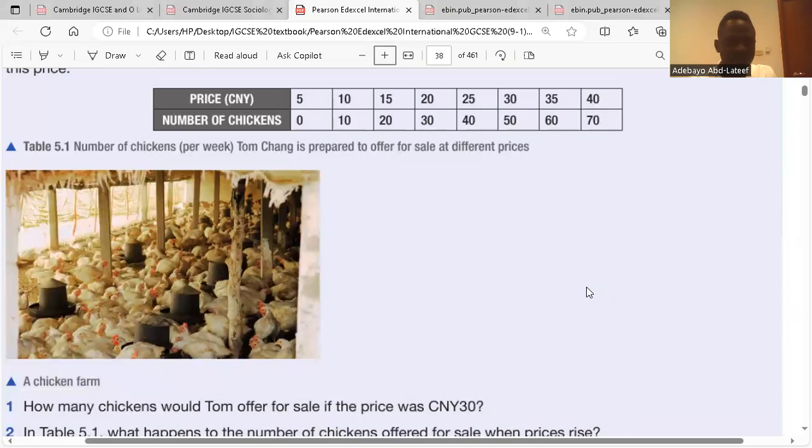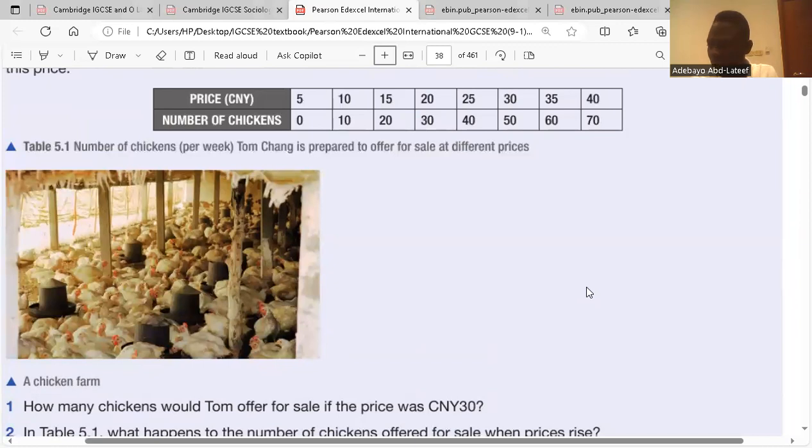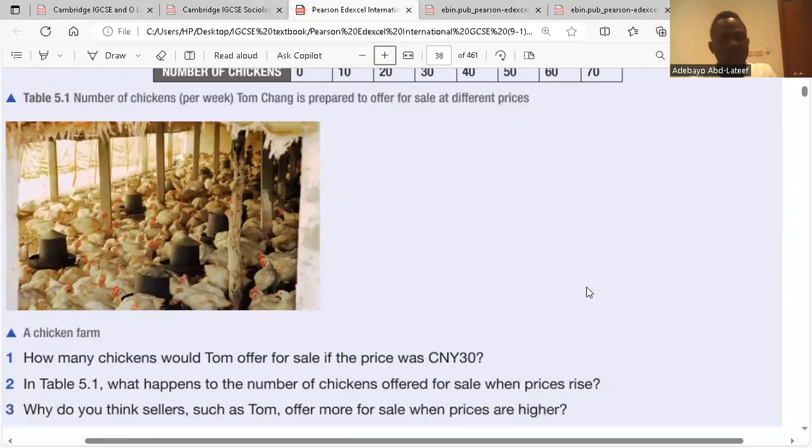The first question says, how many chickens would Tom offer for sale if the price was 30? If the price was 30, he will offer 50 chickens for sale. Clear? Yes. Question 2. In table 5.1, what happened to the number of chickens offered for sale when prices rise? When prices rise, the number of chickens increases.